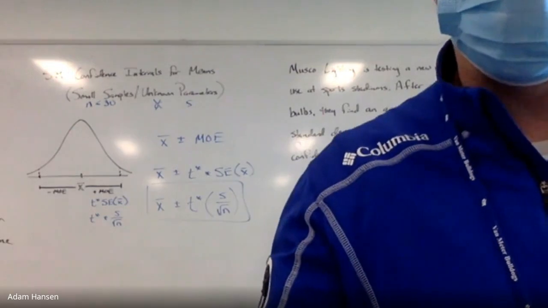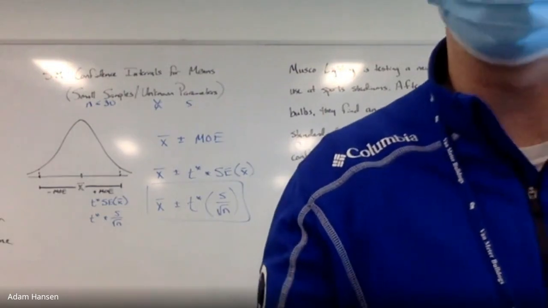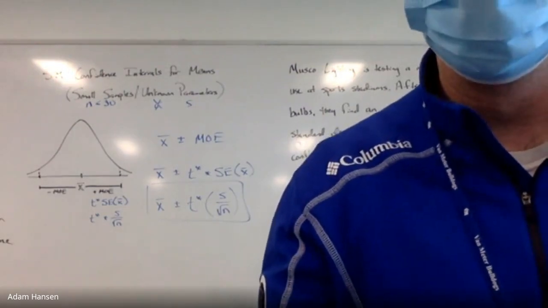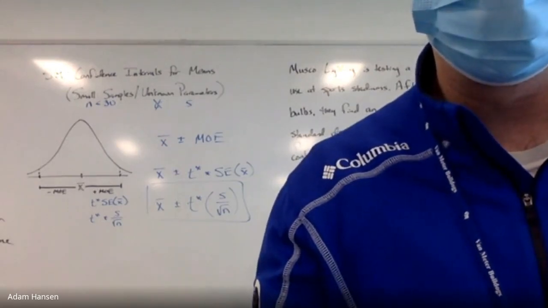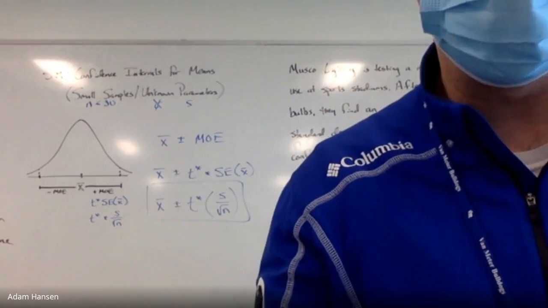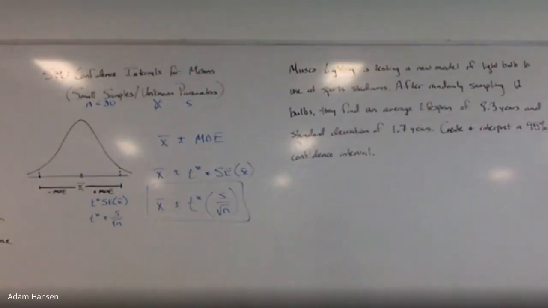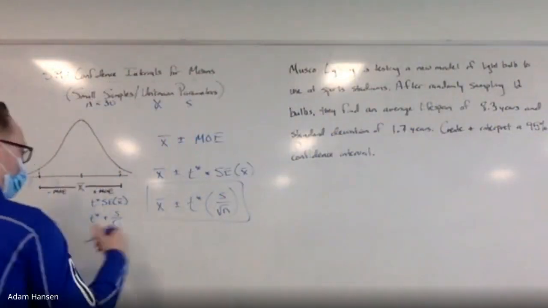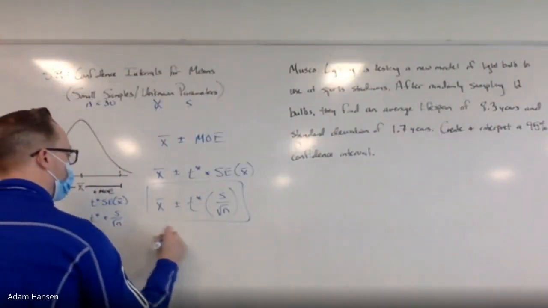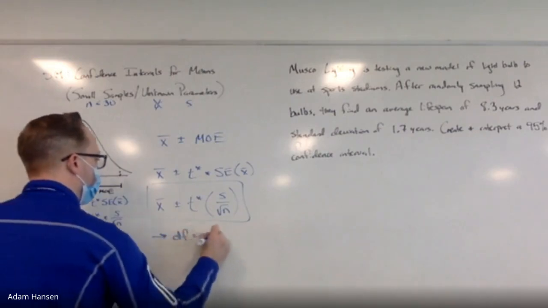Of course, your handy dandy formula sheet has all this written down for you already. Look at your formula sheet, guys. I'm looking right here. I should also say that the degrees of freedom is n minus 1.